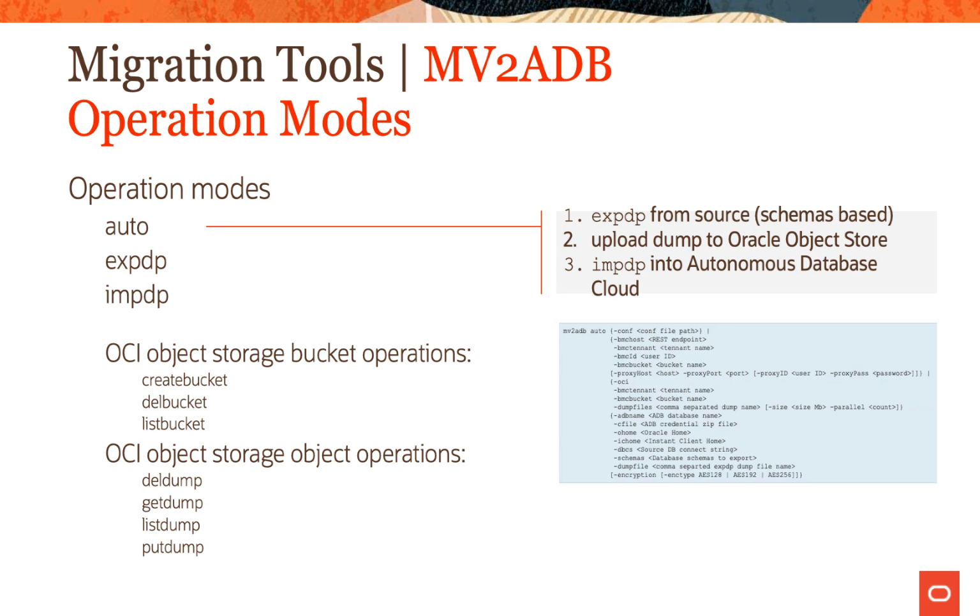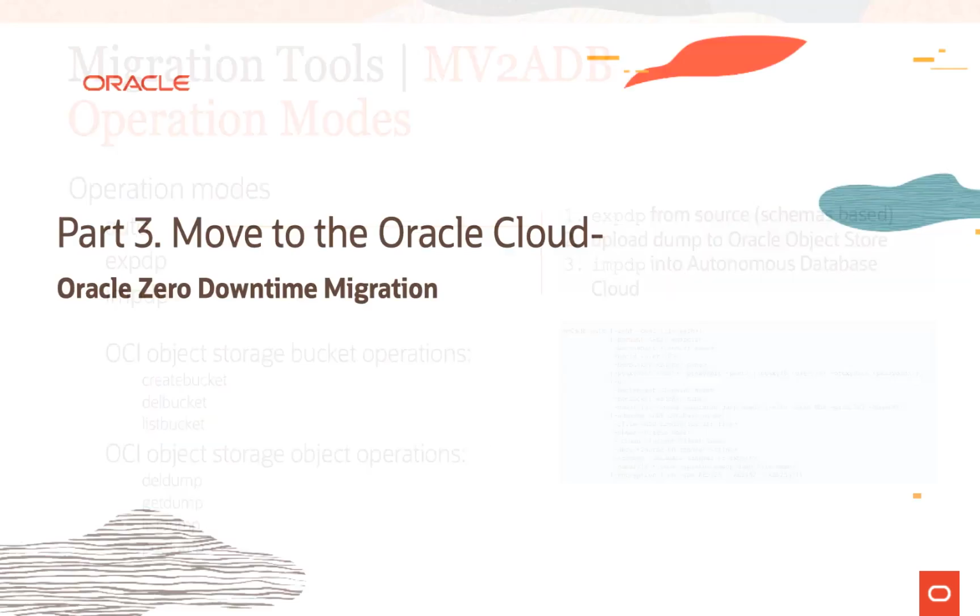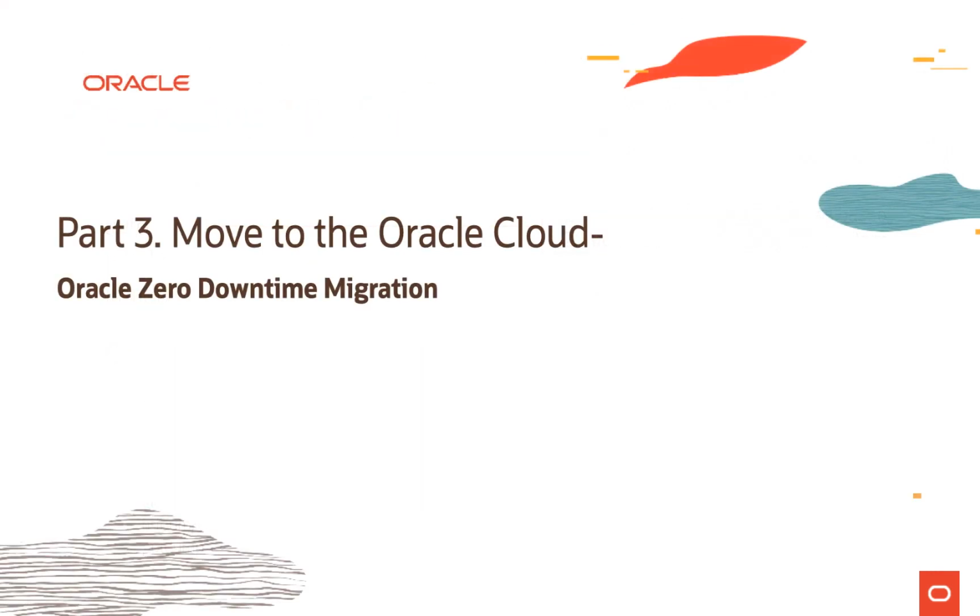The auto operation is a one-command operation that performs the entire load process into Autonomous Database Cloud. EXPDP does it from the source, which is schema based, and it can upload the dump over to Oracle Object Storage, and IMPDP then takes over into Autonomous Database Cloud. The IMPDP operation imports the schema into Autonomous Database Cloud, which was copied over to Object Storage using the EXPDP command. Here I'm concluding part 2.